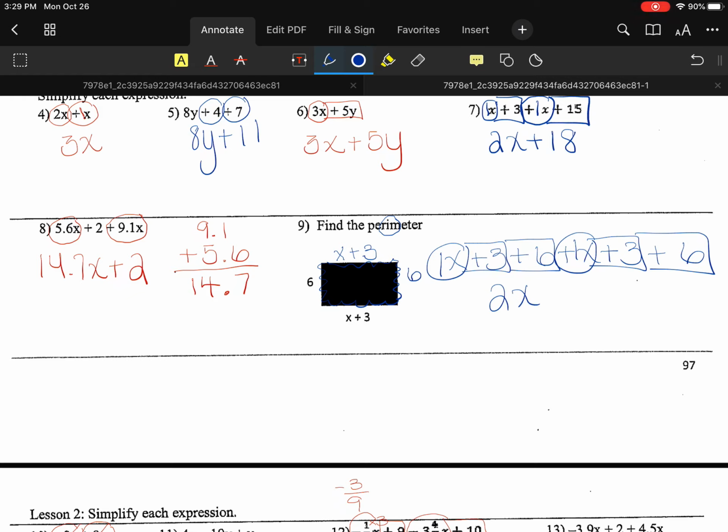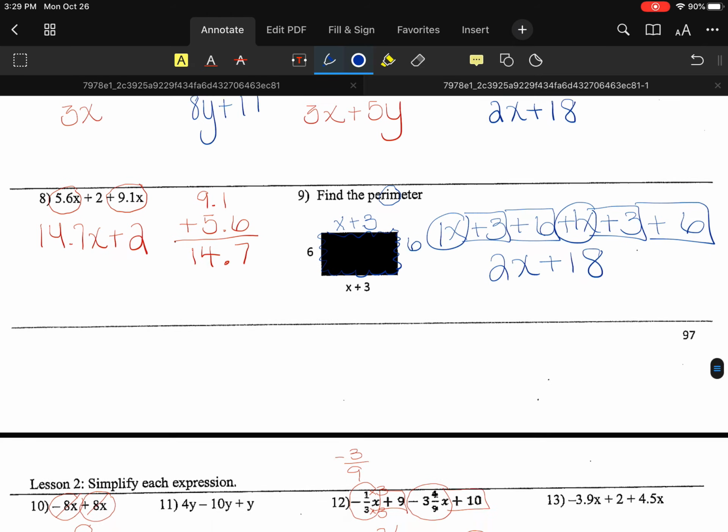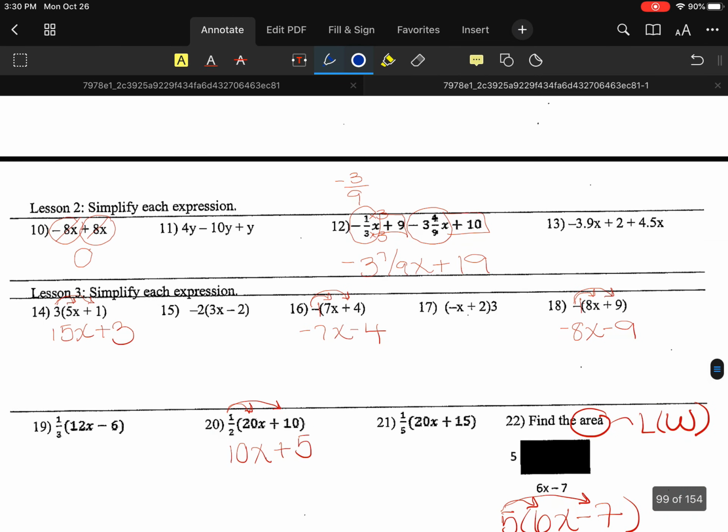So I'm going to do the big numbers first. So 6 and 6 is 12. 3 and 3 is 6. 12 and 6 make 18. 2x plus 18 is the perimeter of the rectangle. Number 11, simplify each expression.